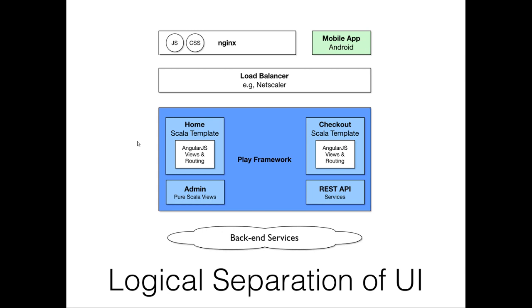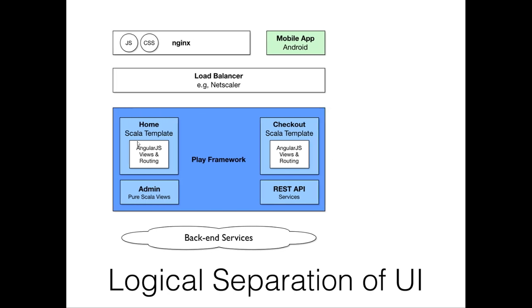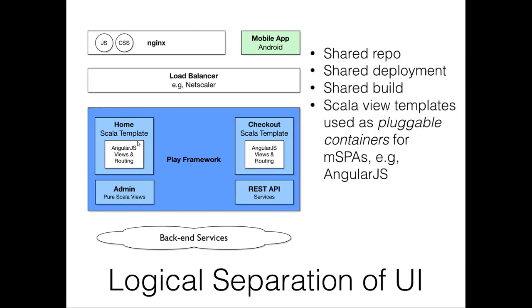So in this case, we would likely have a shared repo. We would likely have shared deployment builds. And Scala view templates would be used basically as pluggable containers for MSPAs.